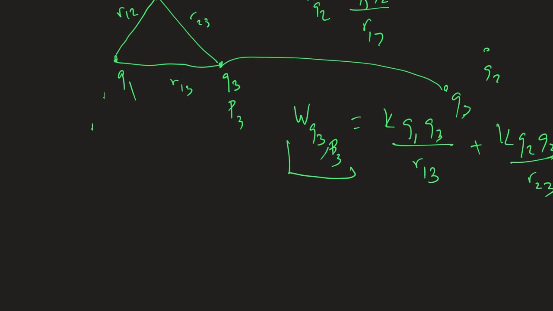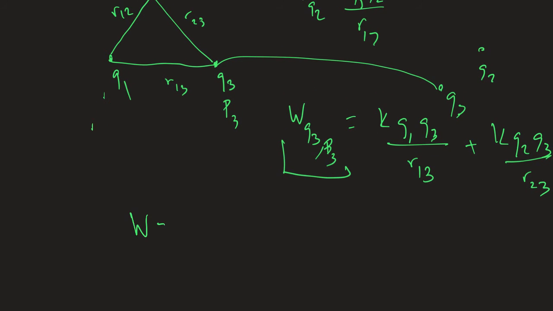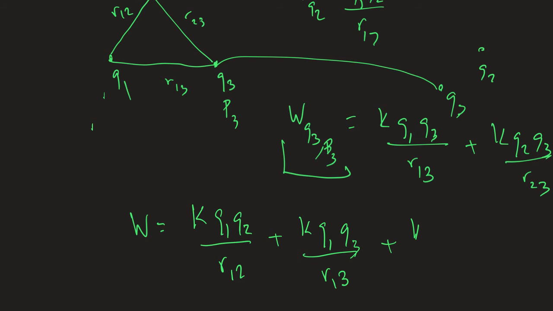And the work for making the total configuration is the total work. So we have Q1 Q2 divided by R12 plus Q1 Q3 divided by R13 plus Q2 Q3 divided by R23.